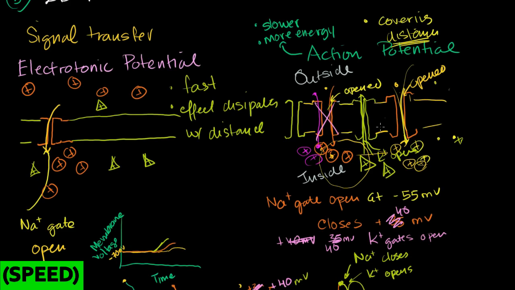So now we have really the foundation to understand exactly what's happening in a neuron. And I'm going to go over that in the next video to show you how electrotonic potentials and action potentials can combine to have a signal travel through a neuron.